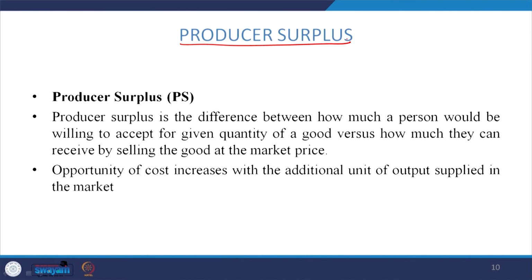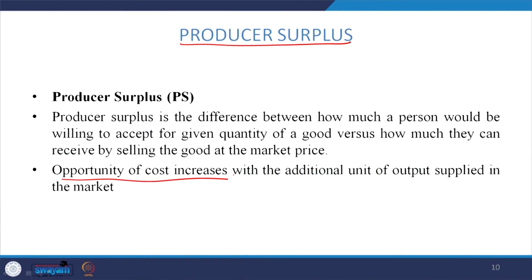And that actually depends upon how much is the opportunity cost of every successive unit being manufactured, being produced by the producers. And here the concept is just the opposite of diminishing marginal utility. Here opportunity cost actually increases as we increase more and more units of a product to be supplied in the market.